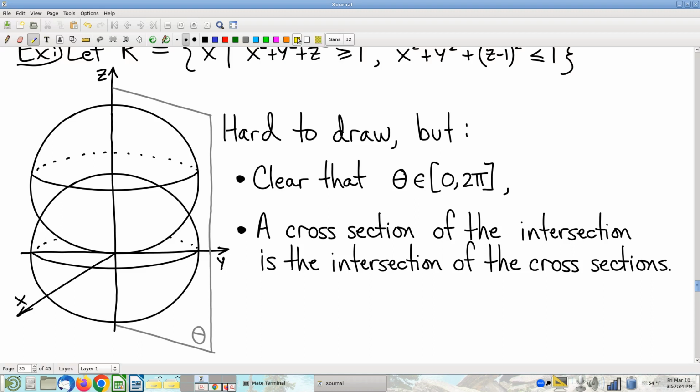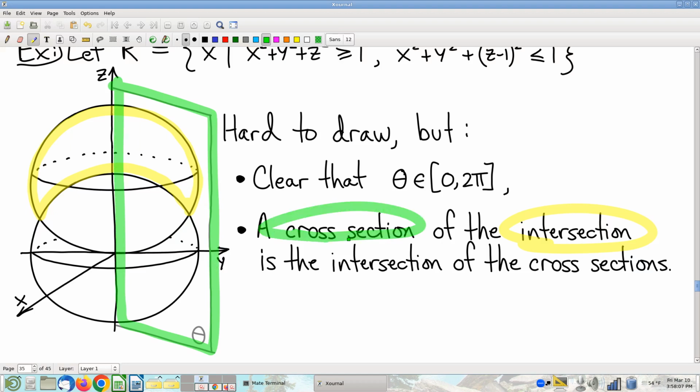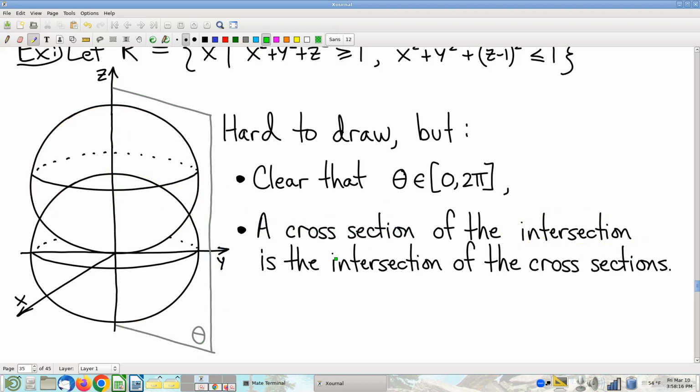I'm going to loosely refer to our solid, poorly as I have drawn it, as an intersection. It's the part that's inside of the one but outside of the other. Technically, it's the intersection of the top ball with the exterior of the bottom ball. But anyway, I'm just going to call it the intersection for lack of a better word. So that intersection, when you want to take a cross-section of it, neat trick. Step one, forget about the intersection business.